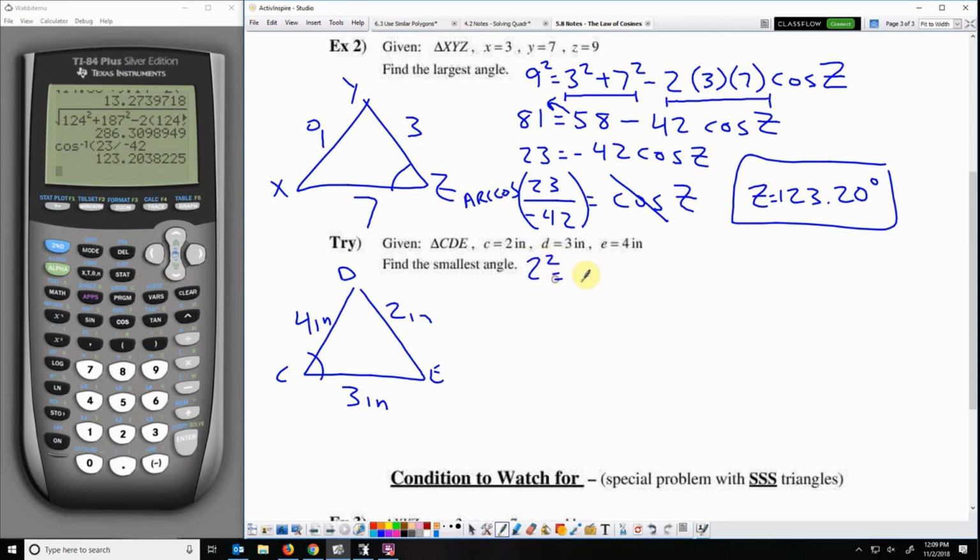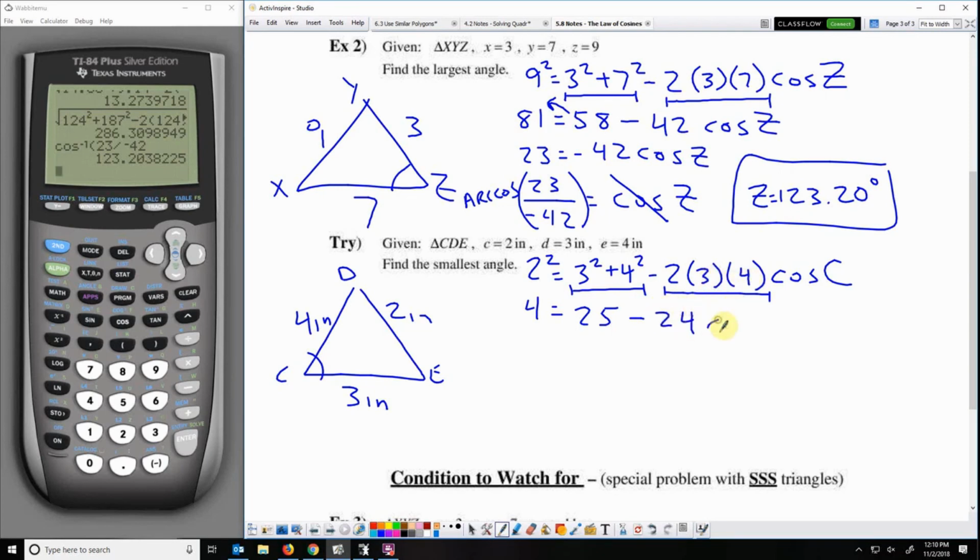2 squared equals 3 squared plus 4 squared minus 2 times 3 times 4. Okay, so 3 and 4 go here as well. Cosine angle C. So 2 squared is 4. 3 squared is 9. 4 squared is 16. So if I put those two together, I get 25. 2 times 3 times 4. 2 times 3 is 6. Times 4 is 24.